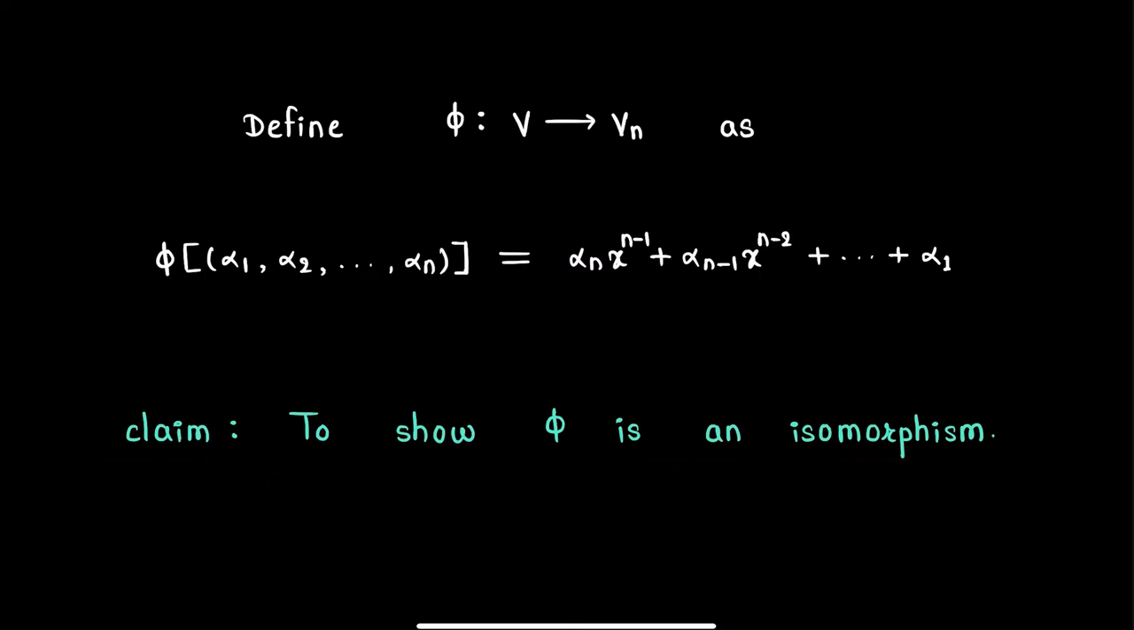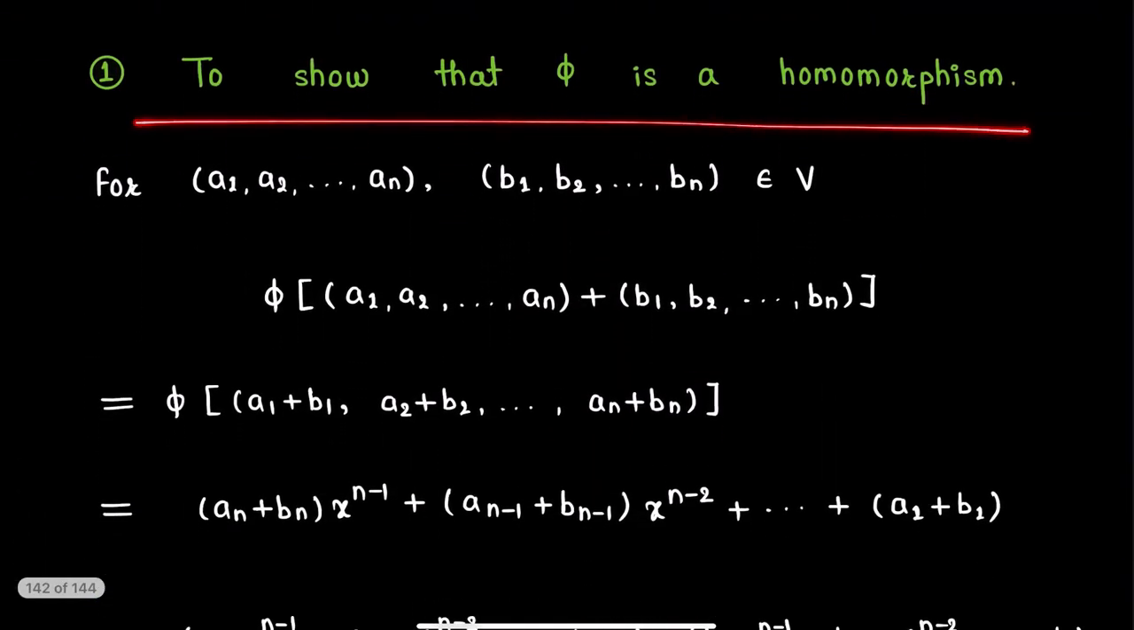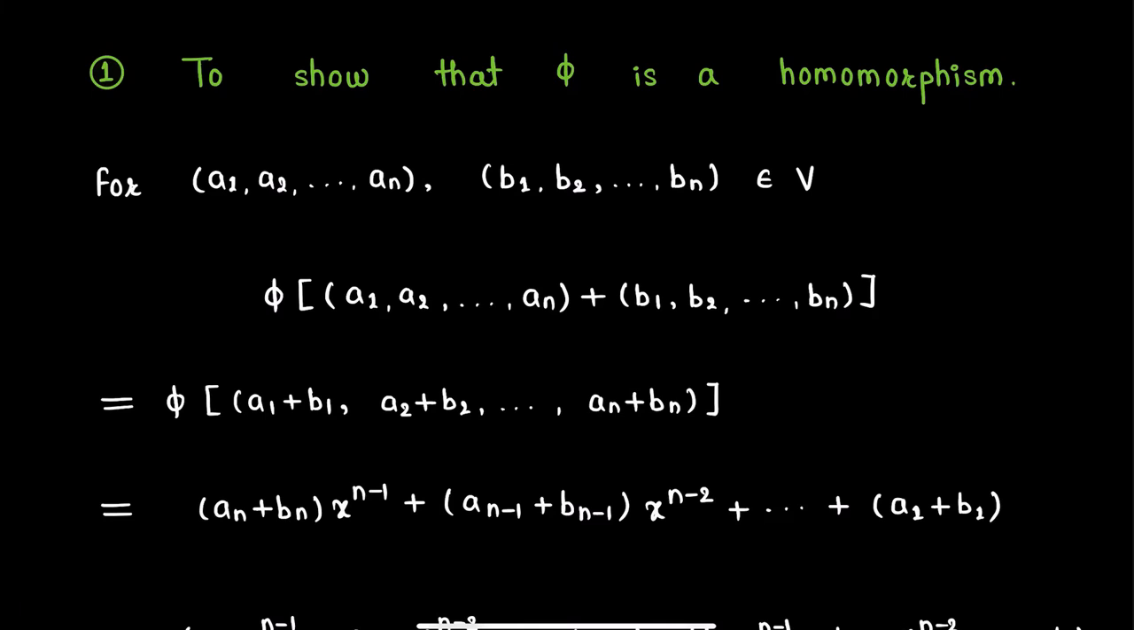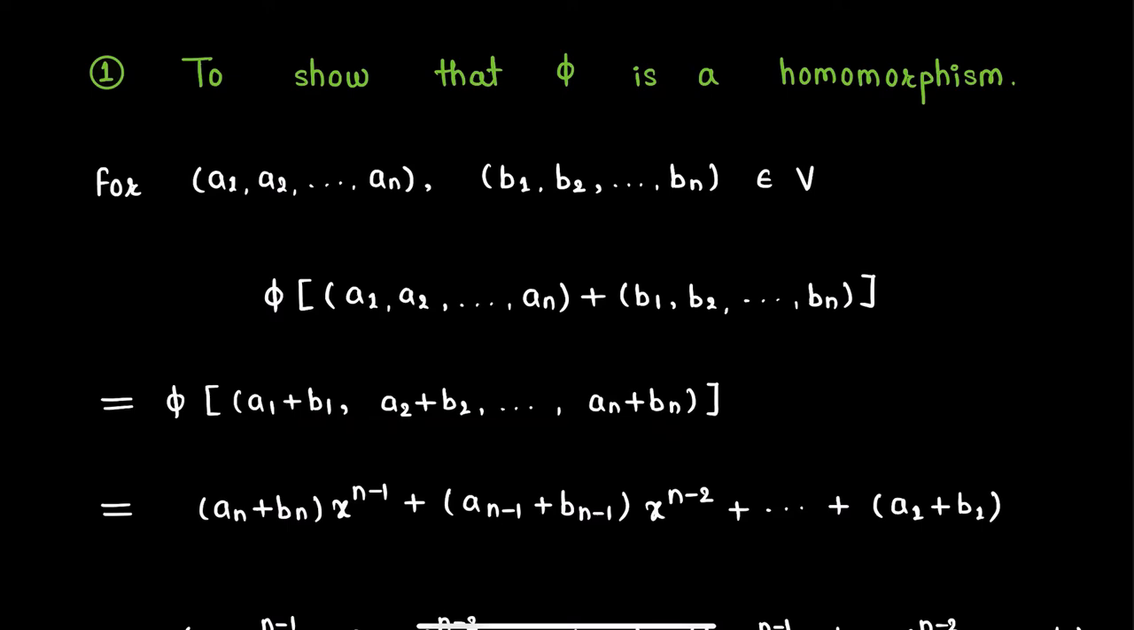To show phi is an isomorphism, firstly we will need to show that phi is a homomorphism. Now to show phi is a homomorphism, consider any two ordered n-tuples, say (a1, a2, ..., an) and (b1, b2, ..., bn) in V. Then phi of (a1, a2, ..., an) plus (b1, b2, ..., bn) will be equal to phi of, we need to add these two ordered n-tuples first, so that will be (a1 plus b1, a2 plus b2, ..., an plus bn).